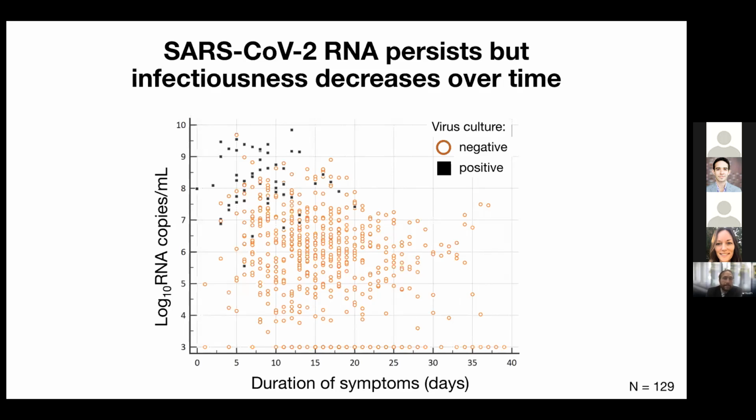And the reason for that is because people make neutralizing antibodies, amongst other things. Low amounts of viral replication can happen within a person, but live infectious virus is not readily produced from an individual, even though viral RNA may be shed and detected.